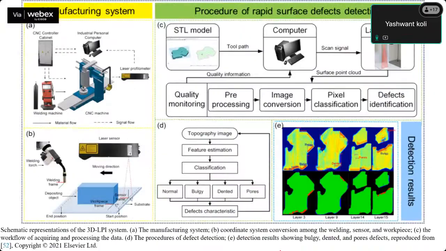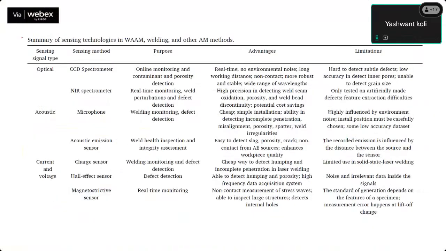In the summarized version, this is the manufacturing system. I'm skipping topography, image, and all this. I've already discussed pre-processing, image conversion, these things. If we are summarizing the sensing technology in VAM, we have already discussed the optical sensors. For optical, we are using a CCD spectrometer and an NIR spectrometer.